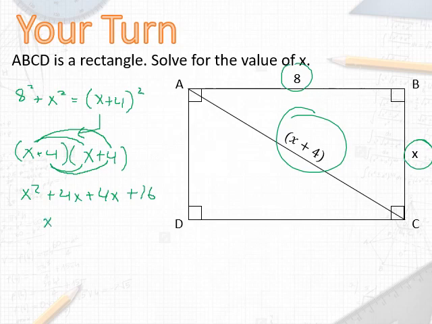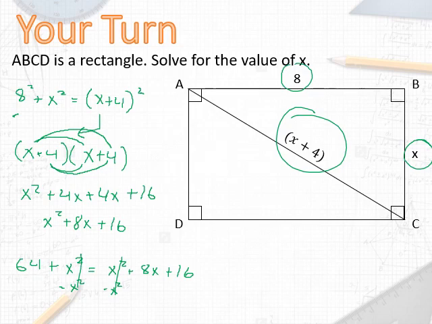So this is going to simplify to be x squared plus 8x plus 16. Let's go back to our original. So we had 8 squared, 64, plus x squared is equal to what we solved for earlier, x squared plus 8x plus 16. So now this is where it's like, okay, we're not actually solving a quadratic here because we can subtract, subtraction property of equality, x squared from both sides, and they cancel. So there's no x squareds in this. It's actually easier than it looks.